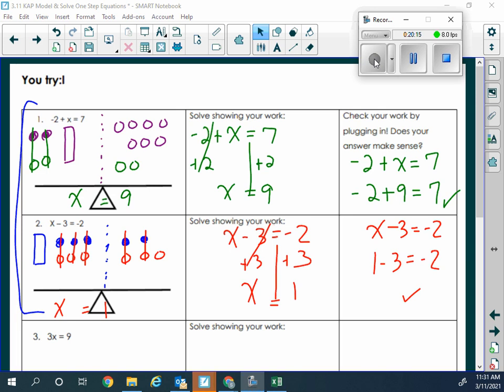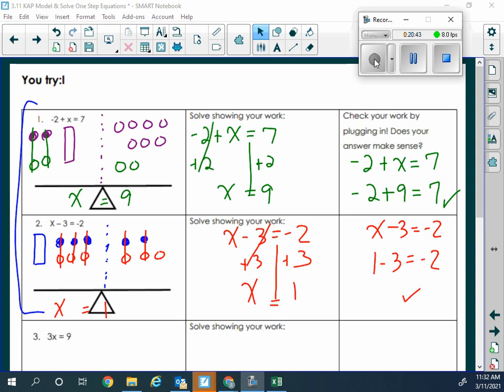Yes, sir. How do you know when you're there on the right side? Well, it's when you have positives and negatives. So like on this one, on the right side, I only have positives, so I can't make zero pairs. Here, I ended up with positives and negatives, and every time you have a negative and a positive, that equals 0. Anything else, you guys? How are we doing?